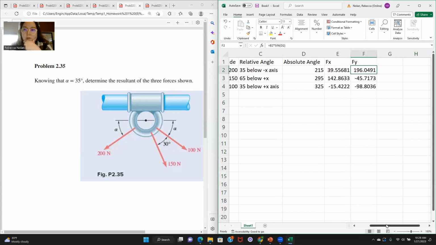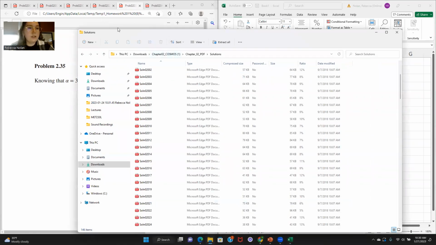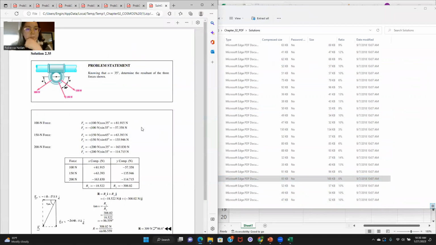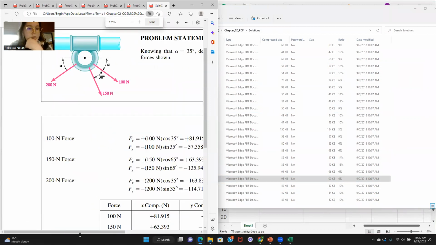Here's why I'm confused though. This value doesn't seem right to me, because this should be a double negative, right? A negative x and a negative y, and then our 150 and our 100 should be positive. Let me grab the answers, because I do have a feeling it's an issue of the arithmetic element of it, or the trig element of it.